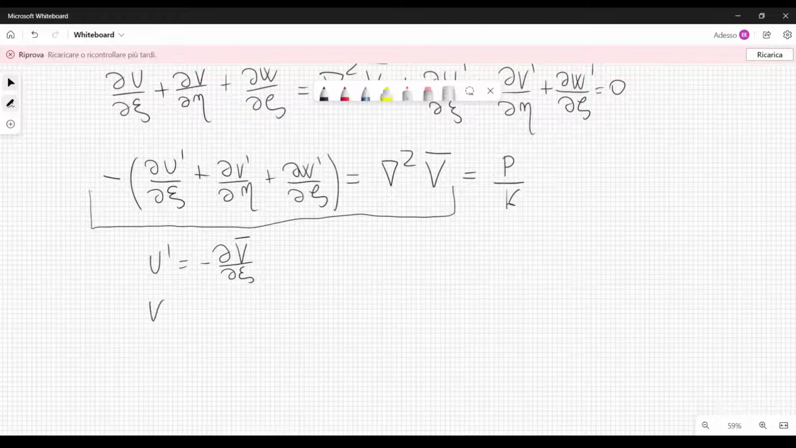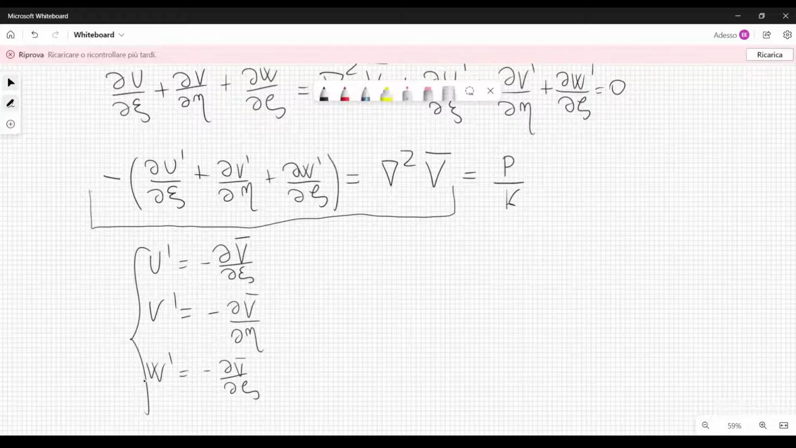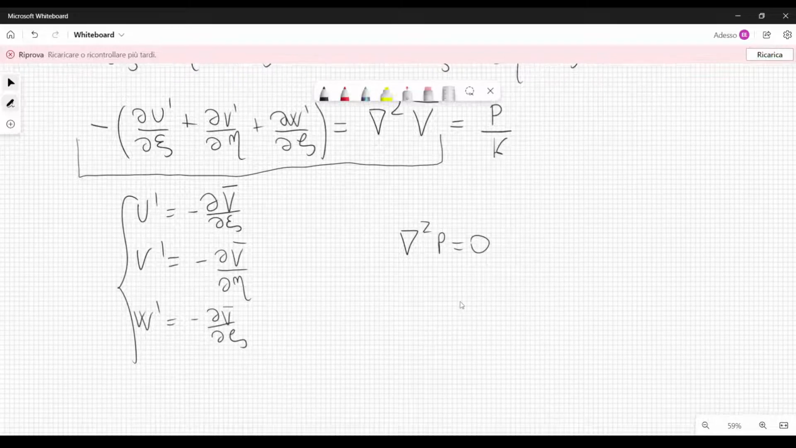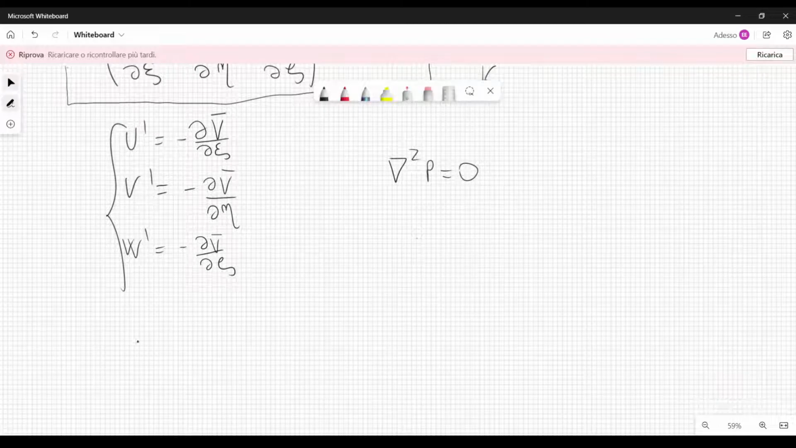Now let's move on. We have also v prime equal to minus dv bar d eta, w prime equal to minus dv bar d zeta. So this is similar, okay? Remember that we have to solve the equation del squared p equal to 0 also. Now we have to do some calculations. We have to calculate the gradient of rho. This will be useful to solve our problem.